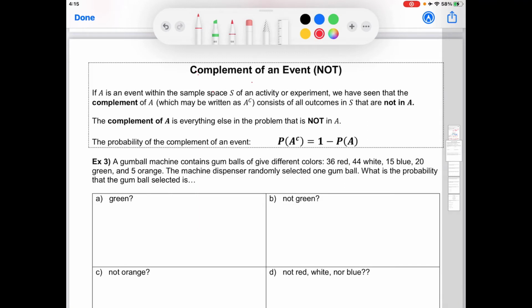Okay, so the complement: if A is an event within the sample space S of an activity or experiment, we have seen that the complement of A, which may be written as A complement, consists of all the outcomes in S that are not in A. So the complement of A is everything else in the problem that's not in A. So raining, not raining. The probability of the complement of an event, probability of A complement, that's how you read it, is 1 minus the probability of A. And I can say the same thing: the probability of A is 1 minus the probability of A complement, right?